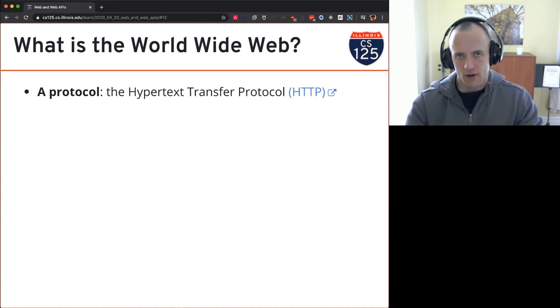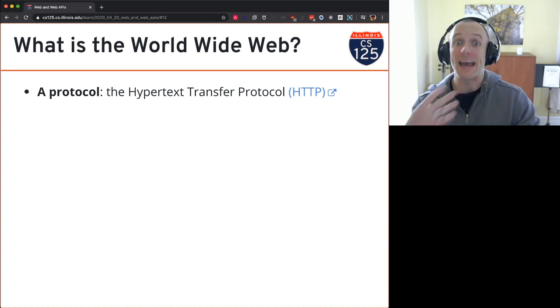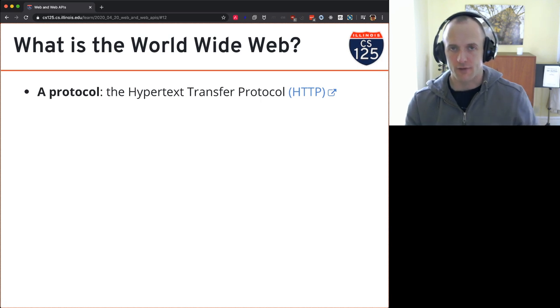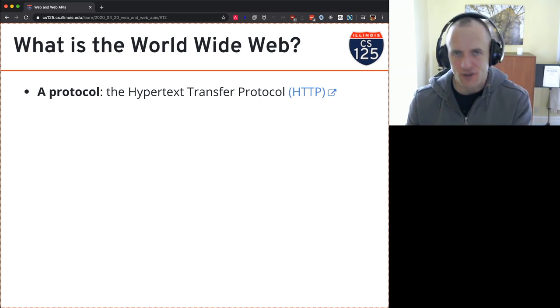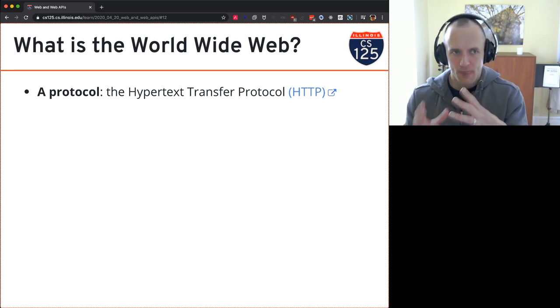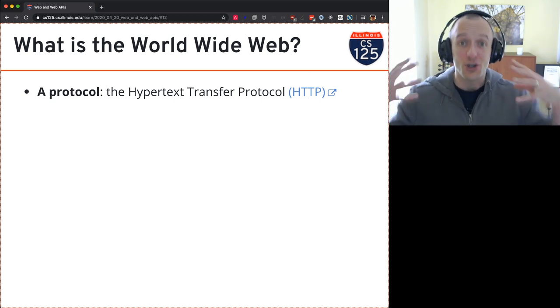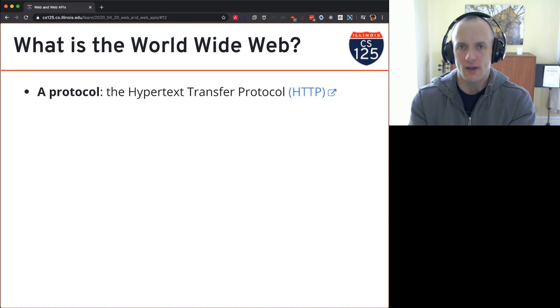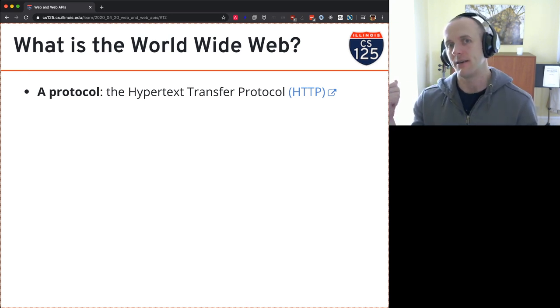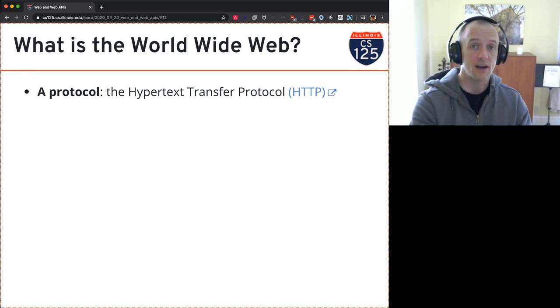The Hypertext Transfer Protocol allows your web browser to request a document, a web page, from a web server. There's a computer sitting somewhere on the internet, usually more than one if you're talking about a big site like Facebook.com. When you go to Facebook.com, or to cs125.cs.illinois, your browser sends a request using HTTP to the server, saying, I want this document. Then the server is supposed to send something back. We'll talk about what the server sends back in a minute. But that's part of the web: this protocol for requesting documents and receiving their contents. There are a couple of other parts too that we'll talk about in a minute.